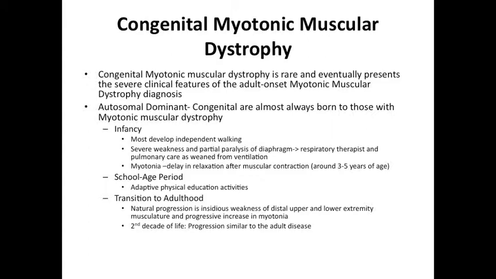Myotonia is also a symptom that develops around 3 to 5 years of age, which is a delay in relaxation after muscular contraction. This is a common symptom of those who have the adult condition. As they go into school age, they're going to need more adaptive physical education activities. As they transition to adulthood, there's a natural progression of insidious weakness of distal upper and lower extremity musculature, and progressive increase in myotonia. The progression is similar to the adult disease, especially in the second decade of life.